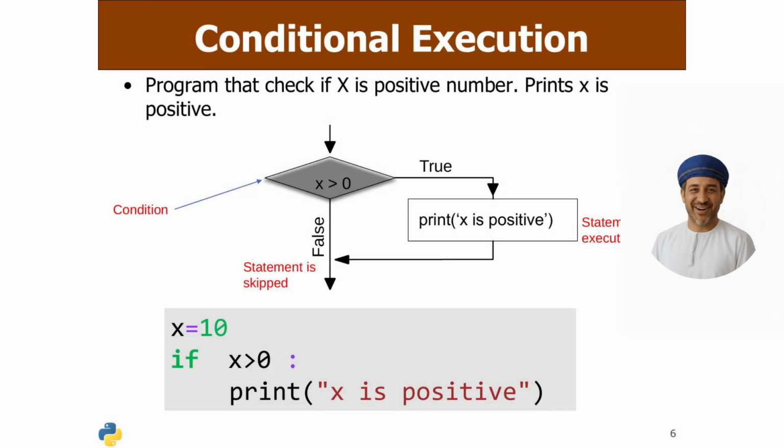Check if a number is positive in Python. Use an if statement. For example, with x equals 10, the condition x greater than 0 evaluates to true, executing print x is positive. If the condition is false, the statement is skipped. This demonstrates basic conditional execution in Python.